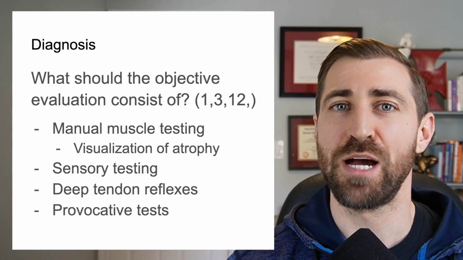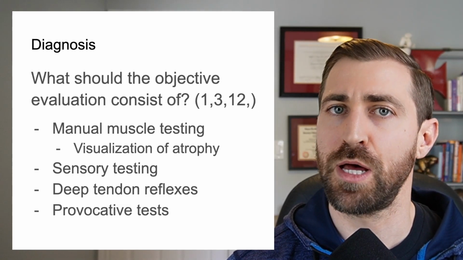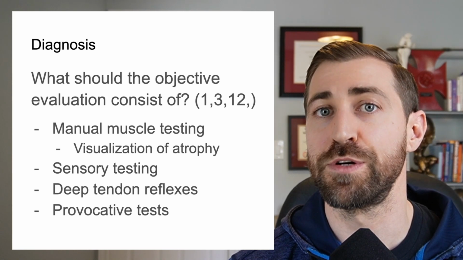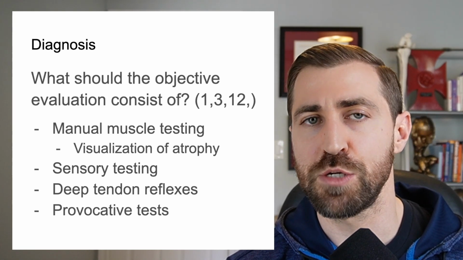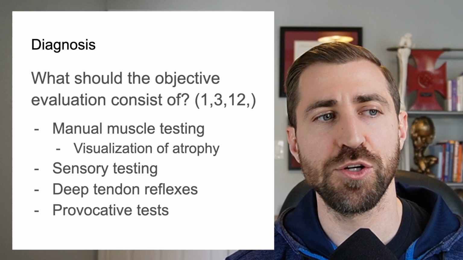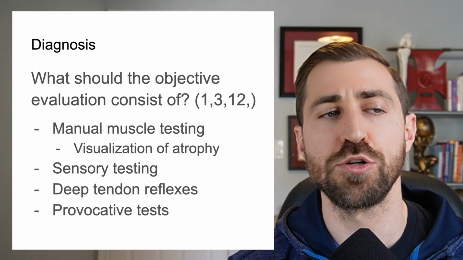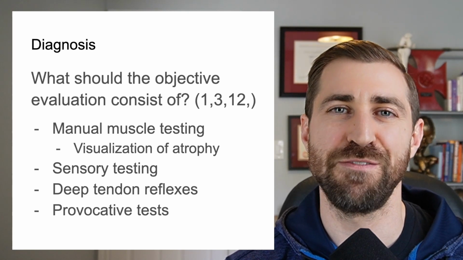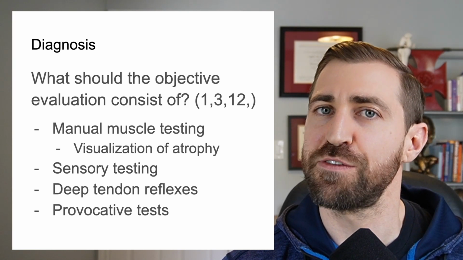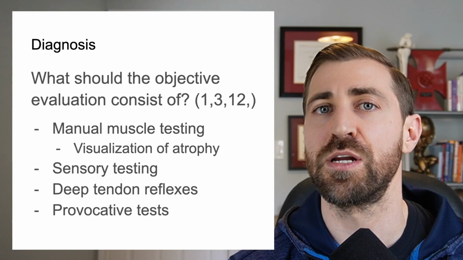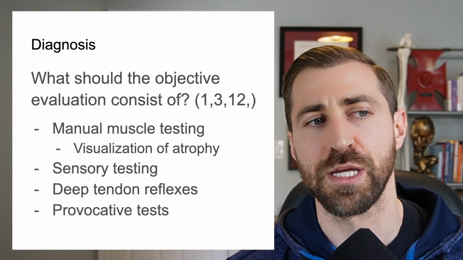So what should the objective evaluation look like for patients that have cervical radiculopathy? Well, there are going to be 4 main things. After you do the subjective, you probably want to take a look at manual muscle testing for myotomal weakness. We also want to see if you can visually see any atrophy in given muscle groups, because again, that's going to help us rule in a cervical radiculopathy.